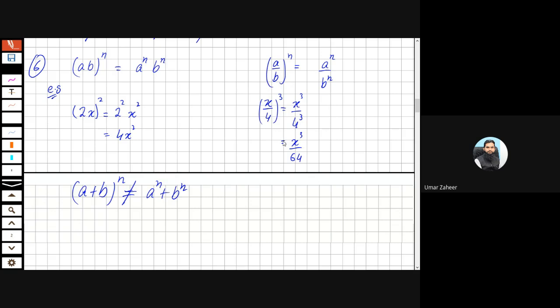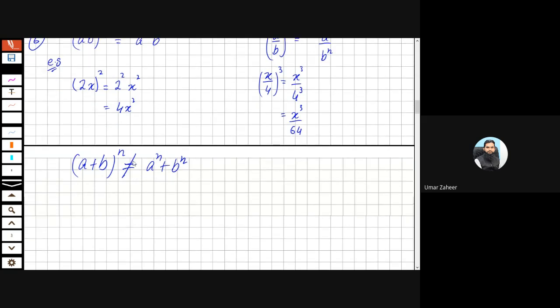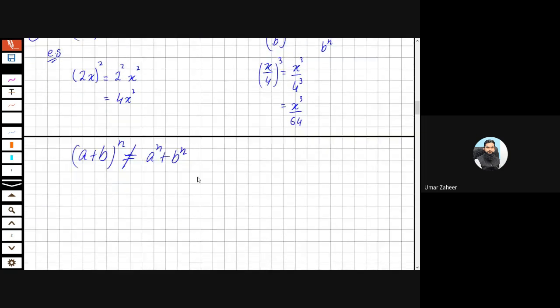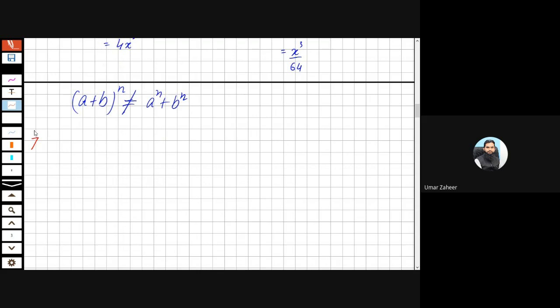Now, in the last one, we have two numbers dividing, and we have a whole power, so the power will be applied on each term as well. The n will be applied on a and on b as well. Now, obviously this is not for addition and subtraction. If there is an addition sign or subtraction sign, you cannot apply the power on the terms. All right.